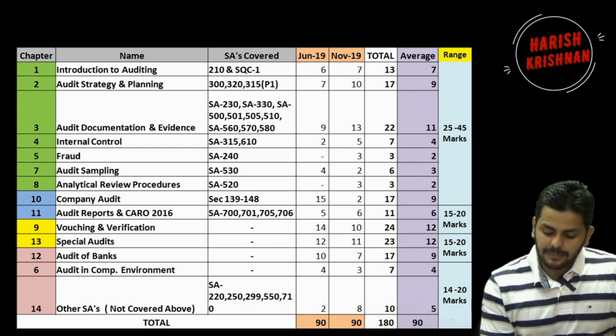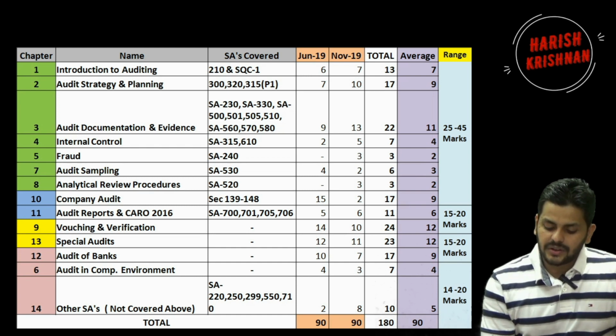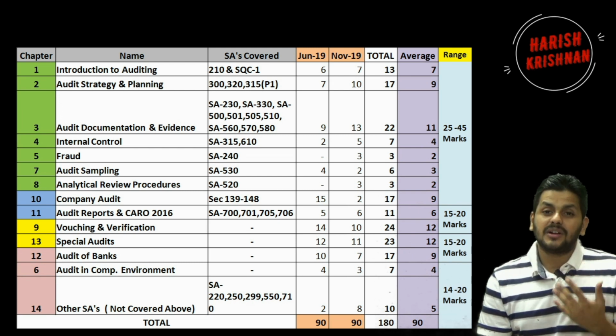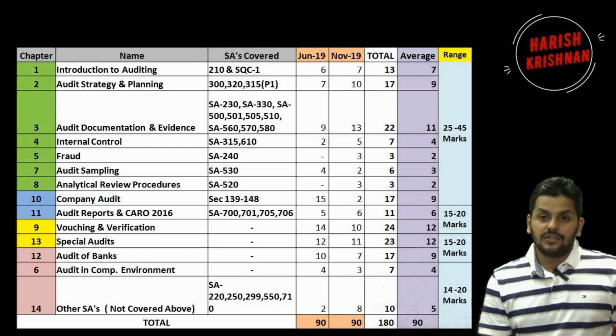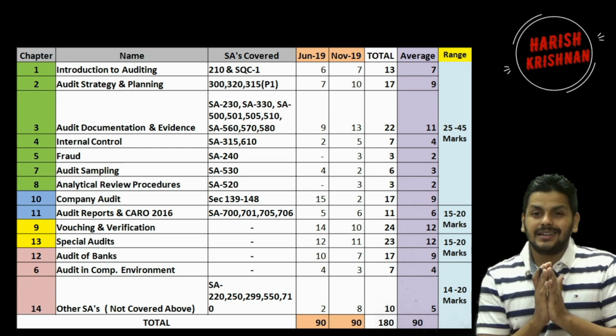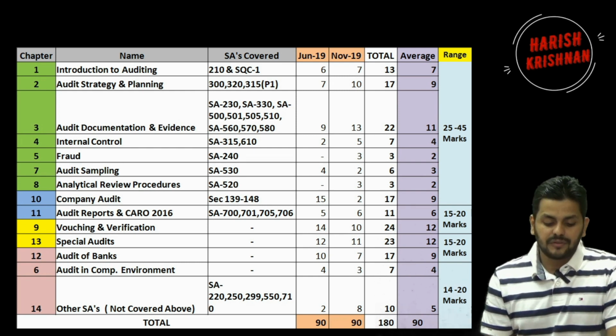And chapter 11 that you are seeing here, out of these 5 marks and out of these 6 marks, definitely 3 marks are from CARO. Okay, CARO 2016 is applicable to your attempt, so do not ignore that. There's a definite question in the question paper from there.